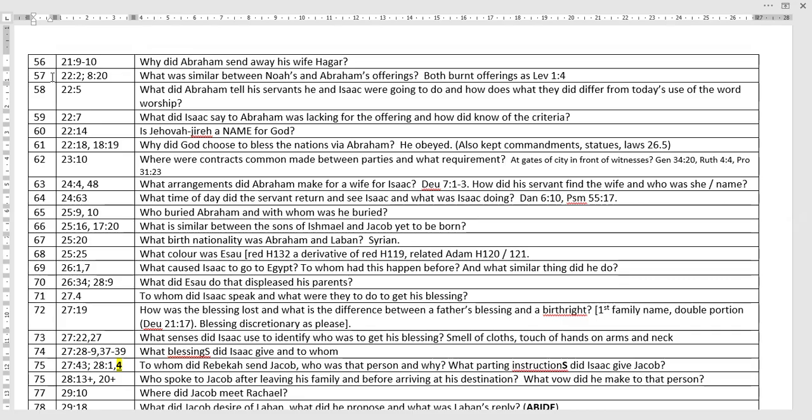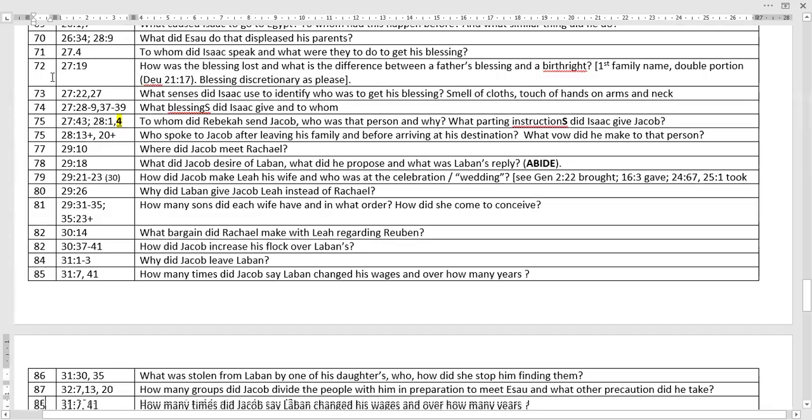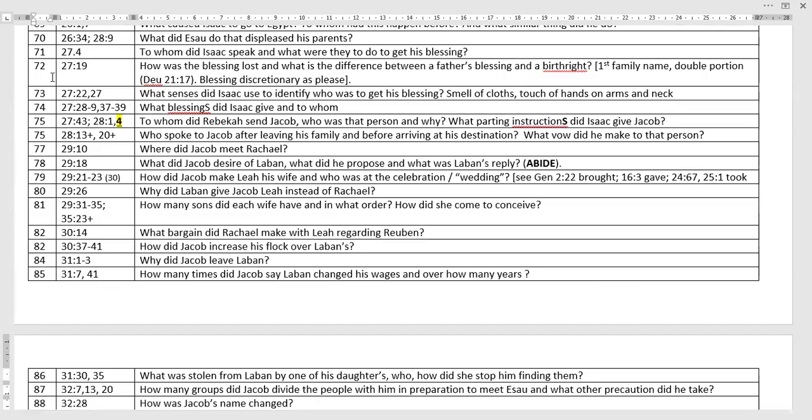Question 71. To whom did Isaac speak, and what were they to do to get his blessing? We see the answer in 27 verse 4: And make me savory meat, such as I love, and bring it to me, that I may eat, that my soul may bless thee before I die. So Isaac was telling this to Esau, but Jacob stole the blessing. If you read the story, you know his mother was the culprit there, the one encouraging him to do that.